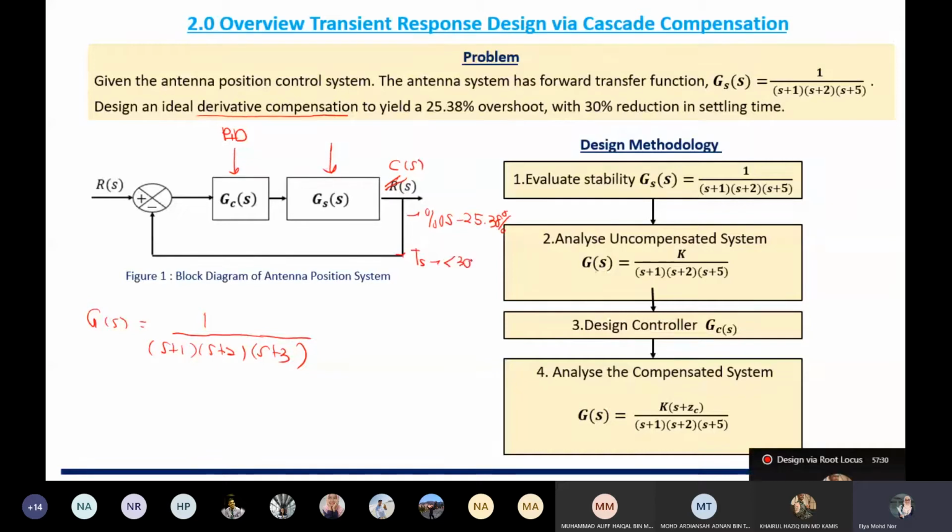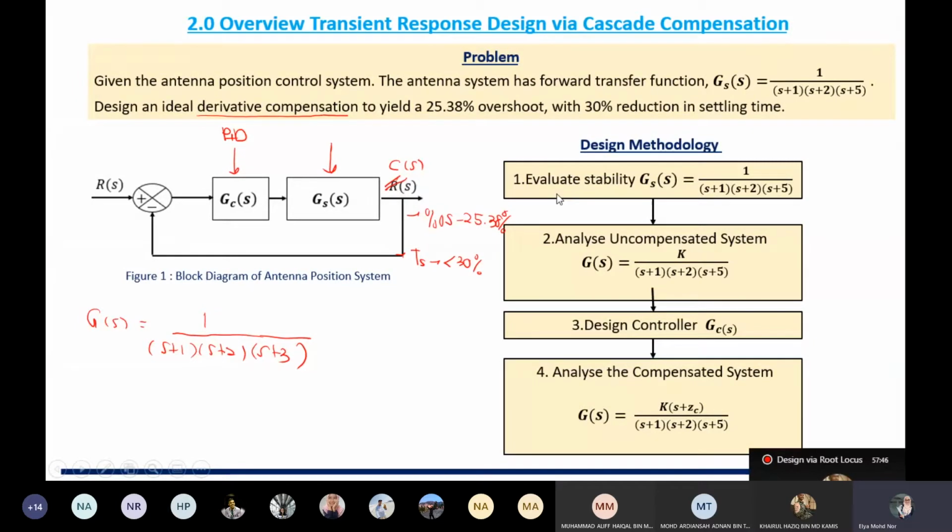Okay, so what are the steps for you to perform this? These are the 4 basic steps that you need to do. Okay, we call it design methodology. So the methodology to solve this problem.